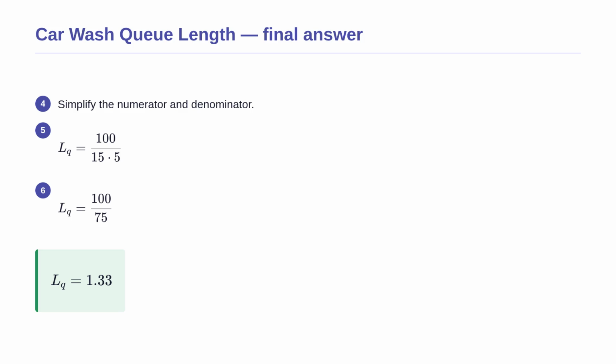Continuing our calculation for the queue length, we simplify the denominator. 15 minus 10 is 5, and 15 times 5 is 75. So we have 100 divided by 75. This simplifies to approximately 1.33. This means that on average, there is a little more than one person standing in line waiting to order. Since you cannot have a fraction of a person, you can think of this as the line usually having 1 or 2 people in it. To be safe, the manager should provide at least 2 chairs.